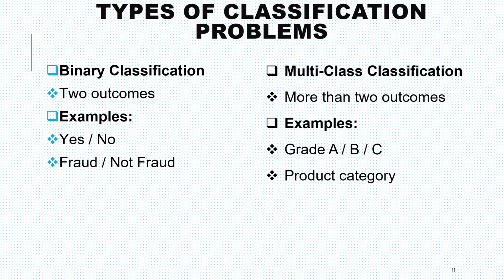For instance, you are talking about grade. You can have grade A, grade B, grade C. If you are talking about product categories, you can have different product categories. If you are talking about, let's say, Toyota cars, do you know the number of brands that we can get out of that? That is multi-class classification.